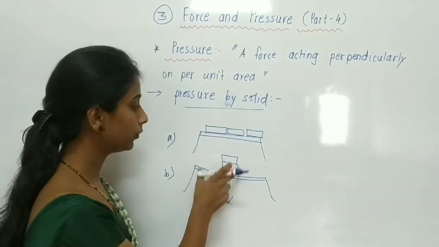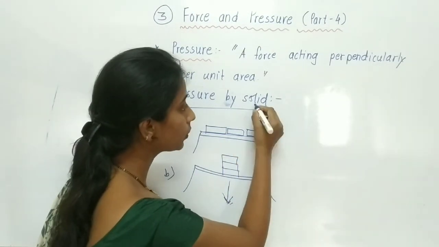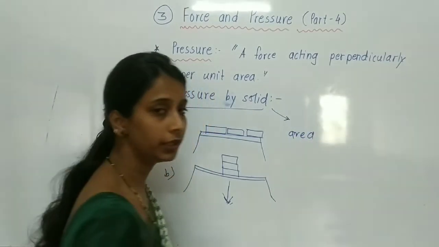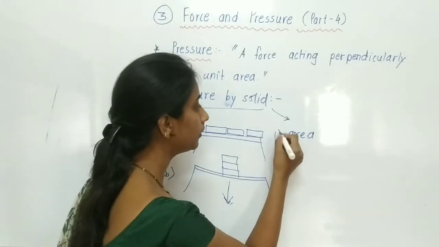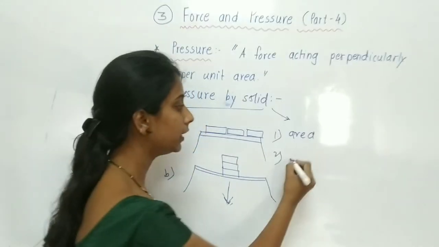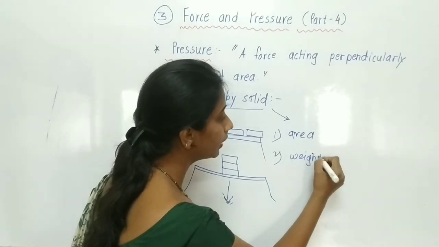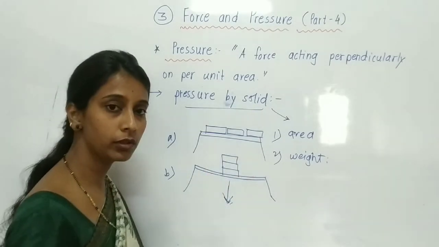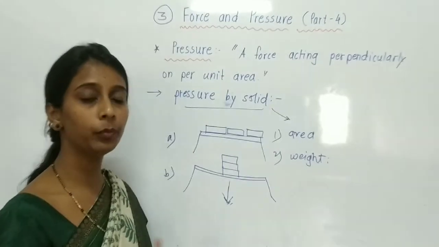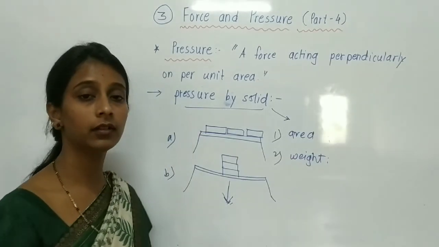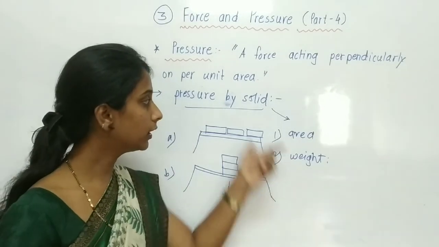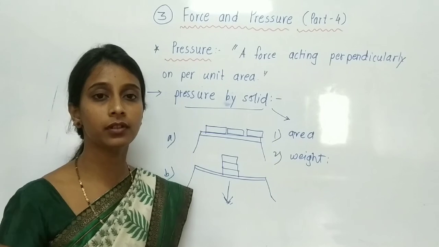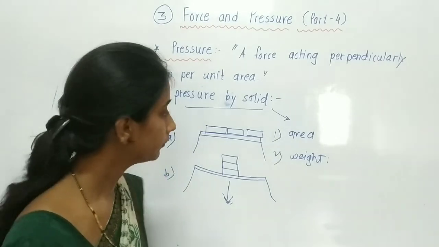Okay students, so in the case of solids, the area occupied by any solid object matters, and another thing that matters is the weight of that solid. If the weight is high, then pressure is also high. And if the area is more, then pressure is less. So in the case of solids, area and weight matter, and in this way solids exert pressure on another thing. So come to the next point.